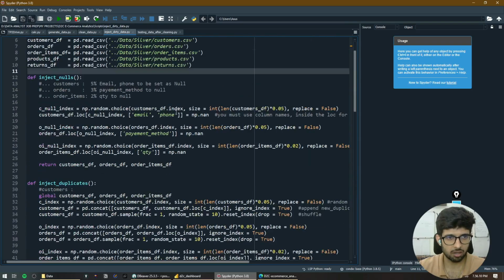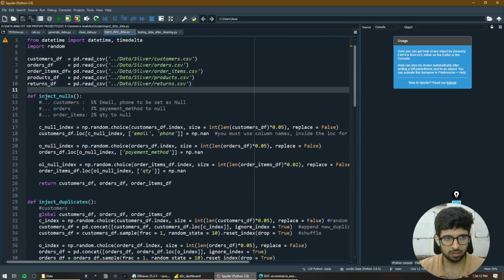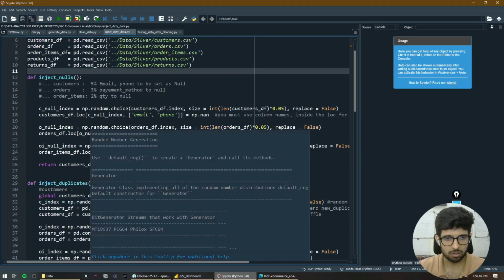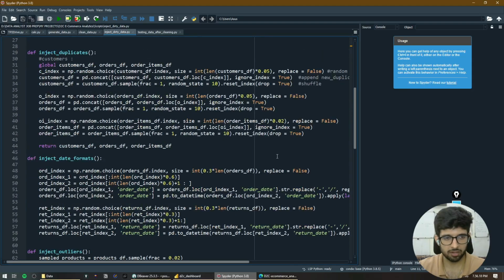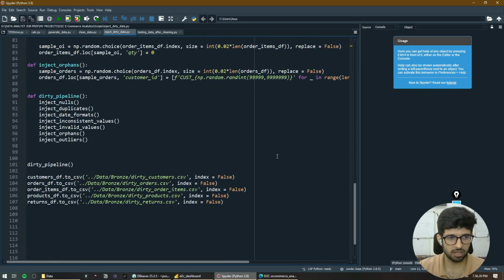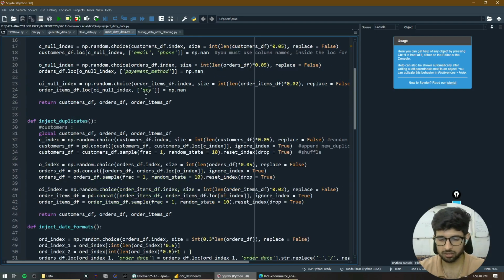Now this is how I have dirtied the data. I have injected null values in the customers, orders and order items. Okay. And then I have injected duplicates, date formats, outliers, etc. As you can see, 30% of data converted to mixed formats. Okay, some with slashes, some with month in numeric form, some in text form. Age is set to negative.